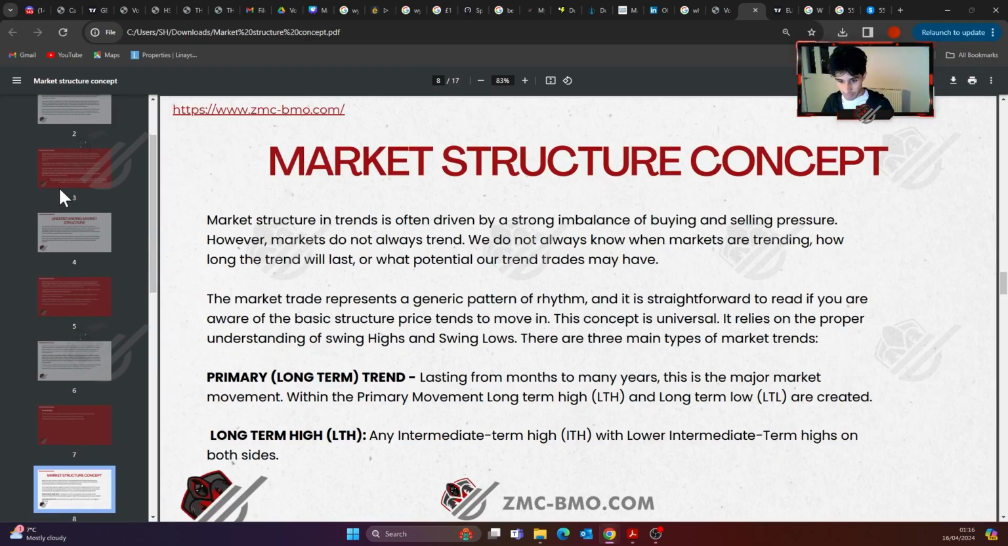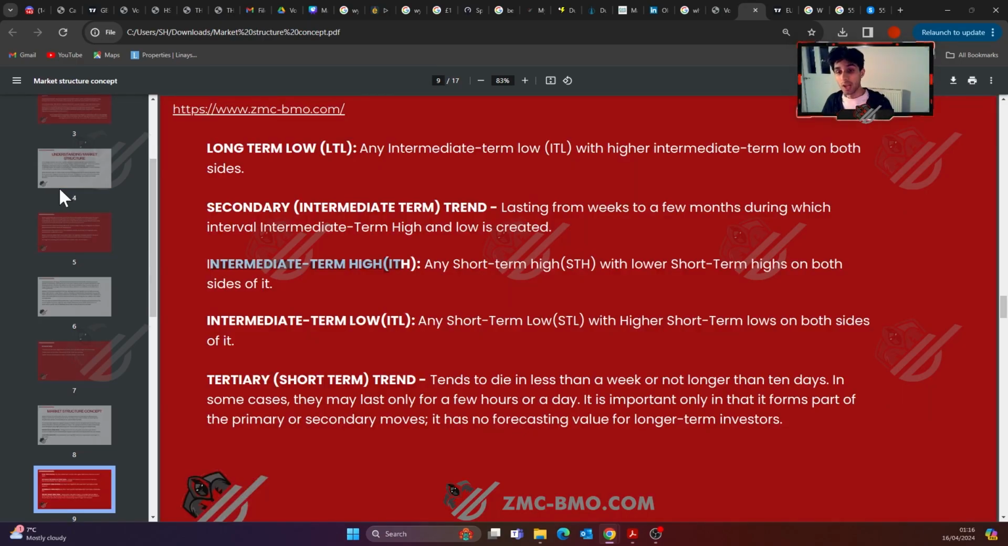Market structure concepts. We have our primary, which is our long-term trend, with our long-term high and our long-term low; our secondary intermediate-term trend, with our intermediate-term high and our intermediate-term low; and our tertiary short-term trend. So make sure you read all of these. They are there in the market. Market structure has been there for ages, and it goes back to every other price action theory, whether you trade supply and demand, Wyckoff, Elliott waves, or you trade looking at the moon. Market structure is a key thing.